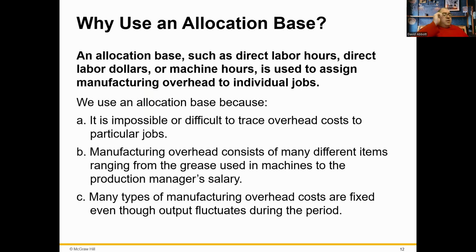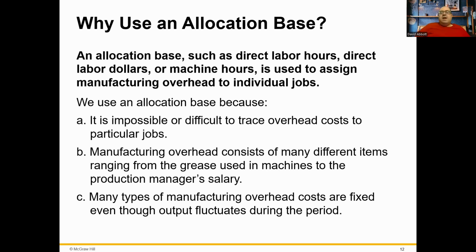So moving along, the next section is computing the predetermined overhead rate. An allocation base, and again, for this, we can use either direct labor hours, direct labor dollars, or machine hours, and you'll choose which one is going to work best in your situation, is used to assign manufacturing overhead to individual jobs. And so in our homework, of course, they're going to tell us which one they want us to use. But in the real world, you'll choose whichever one fits best within your scenario.